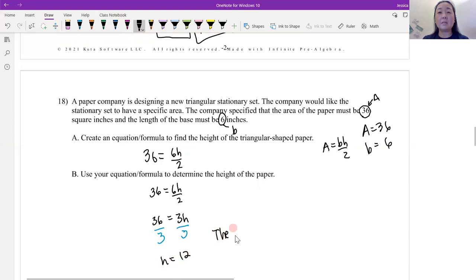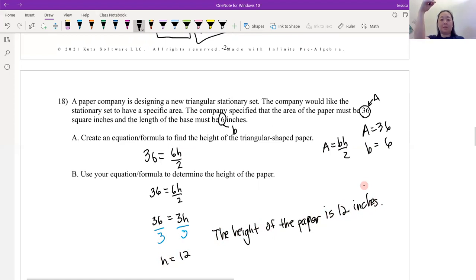So the height, this one's a little bit better, right? Of the paper. I keep on doing that with paper. It is 12 inches, i.e. 1 foot. About this tall. This is about one foot, at least for me.